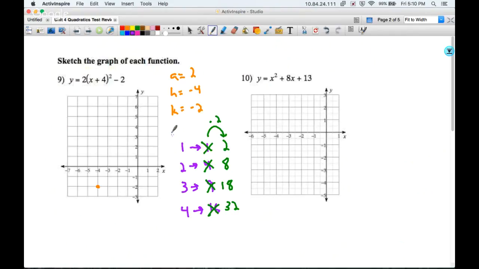And now, if I go 1 unit out from the vertex, I should go 2 up. So 1 out, 2 up. If I go 2 units out from the vertex, I should go 8 up. So 2 units out, 8 units up. At this point, I'm going off the graph, so I'm just going to connect these up with a solid line. Do my best to make it look like a parabola. All right, so that would be number 9.